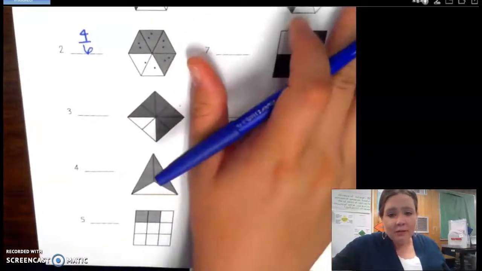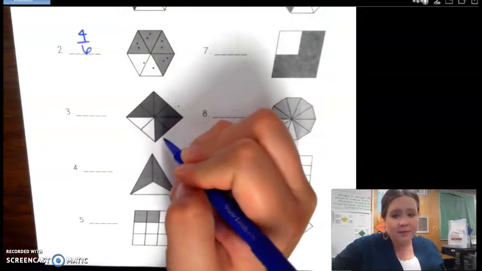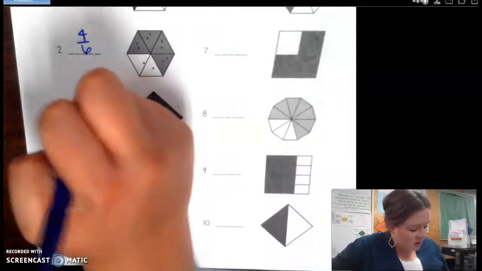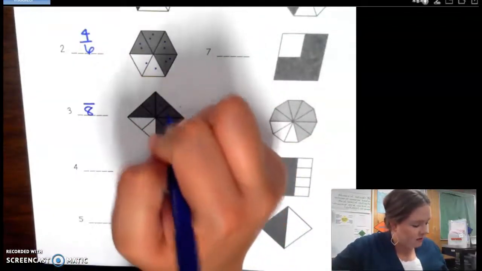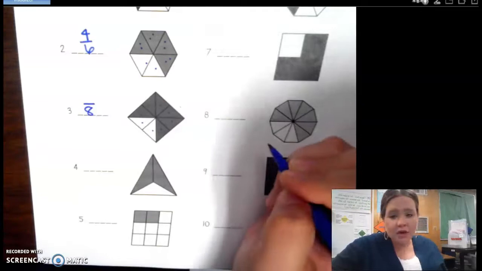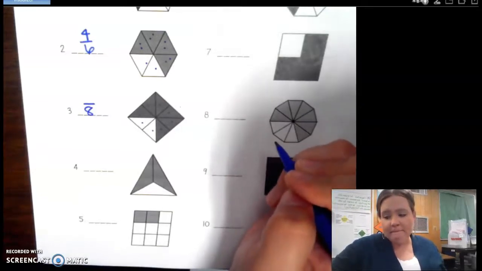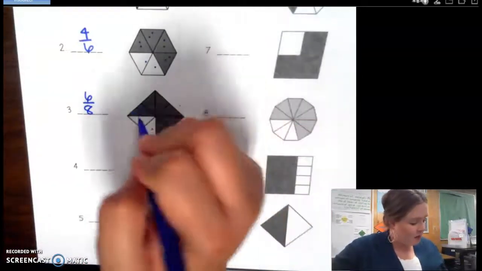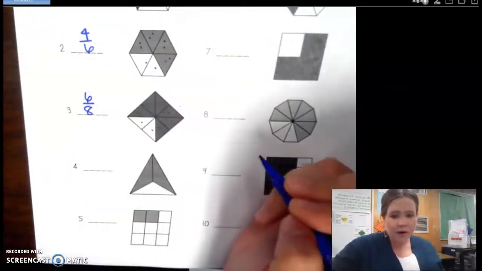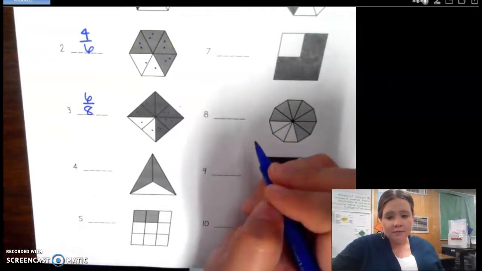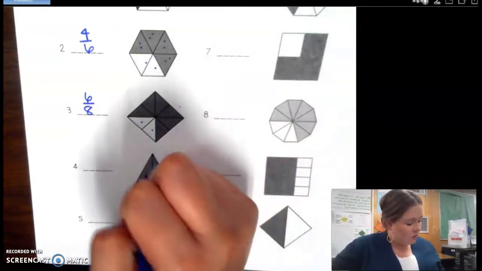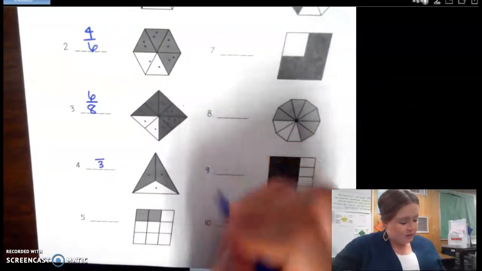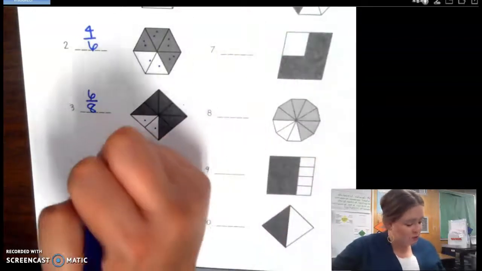All right, so let's look at number 3. How many total pieces do I have in number 3? Good, we have 8 total pieces. 1, 2, 3, 4, 5, 6, 7, 8. And how many of those 8 total pieces are shaded? Good, 6 of them are shaded. 1, 2, 3, 4, 5, 6. All right, number 4. 1, 2, 3. Awesome job. 3 total pieces, and how many are shaded? 2 pieces are shaded. All right.